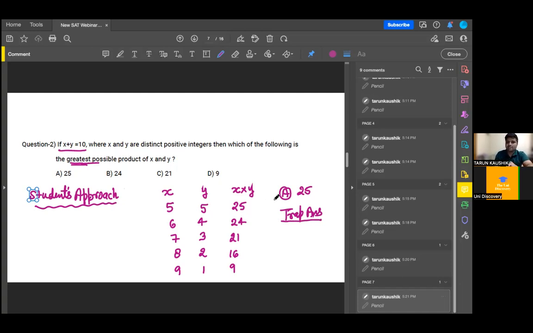That is why in the SAT they design the answer choices in such a way that even if you get an answer which matches with your options, you straight away move on to the next one without thinking twice. Now let's try and see why this 25 is the wrong answer, not the correct answer.